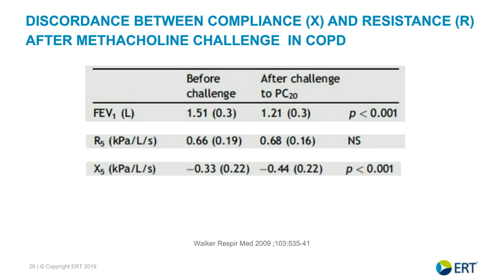This is looking at artificially induced bronchoconstriction with methacholine bronchial challenge in patients with COPD. So as expected, the FEV1 falls because this was a challenge to induce a 20% fall, a PC20 in FEV1. But I want you to note that whilst the FEV1 fell, the resistance at 5 Hz did not significantly change, but the reactance at 5 Hz did significantly change. So again, we're seeing a discordance between changes in resistance and reactance in COPD in response to a bronchoconstrictor stimulus.